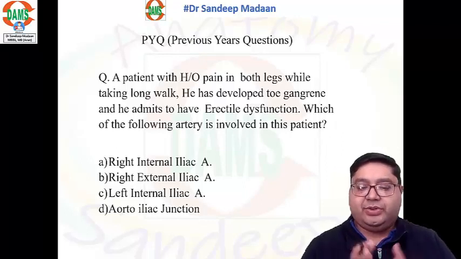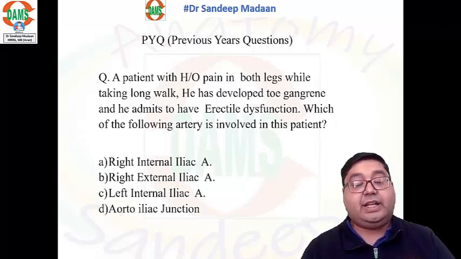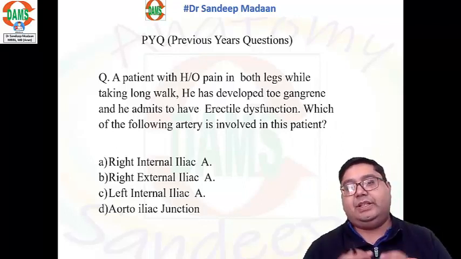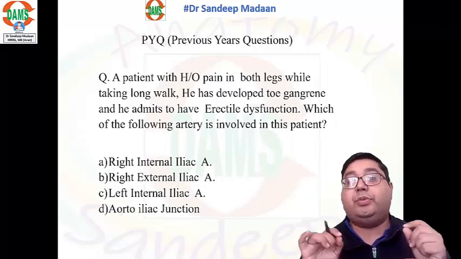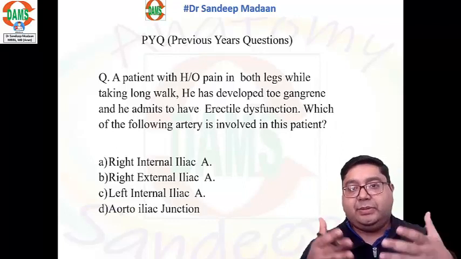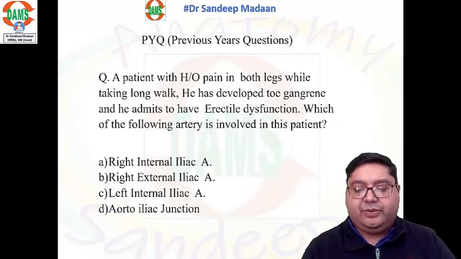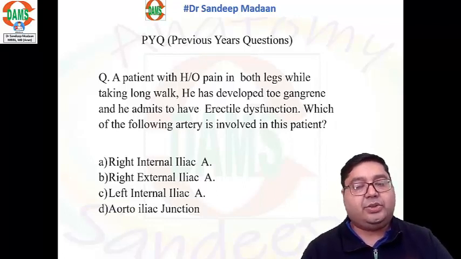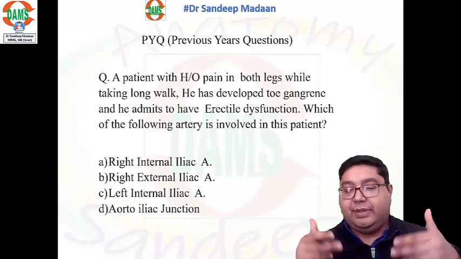Okay, so because sometimes some students, when they read these questions, like this patient is having history of pain in both legs while taking a long walk, he has developed toe gangrene, and he admits to have erectile dysfunction as well. So basically he is having difficulty or some type of pathology involving both the lower limbs and also the pelvic part. That is what we can understand at anatomical level. And which of the following arteries is involved in this patient? So this is bilateral lower limb involvement and also the pelvic involvement.